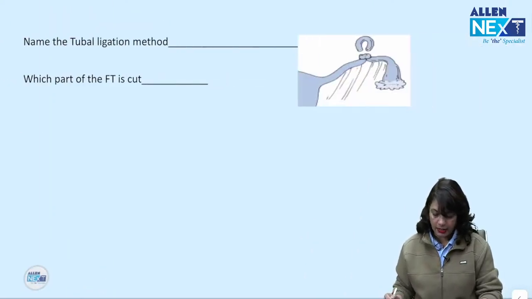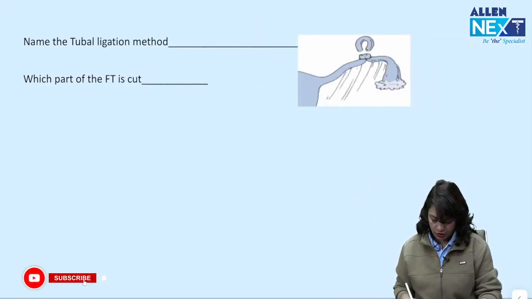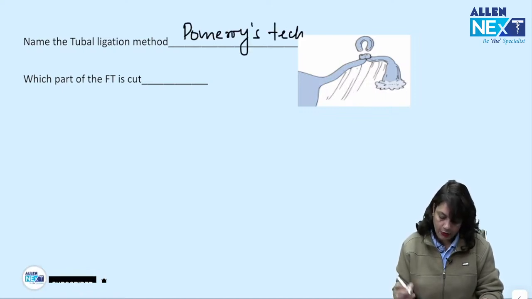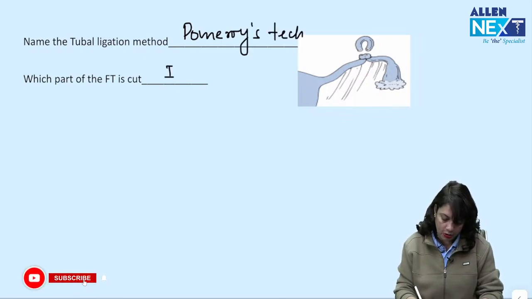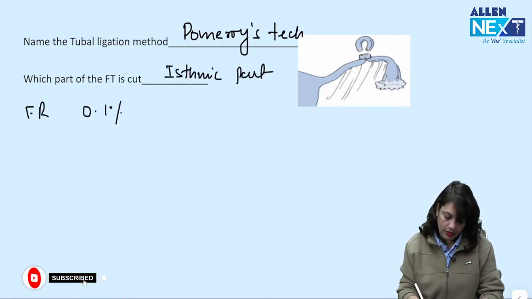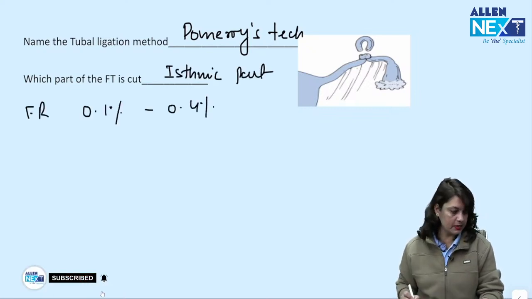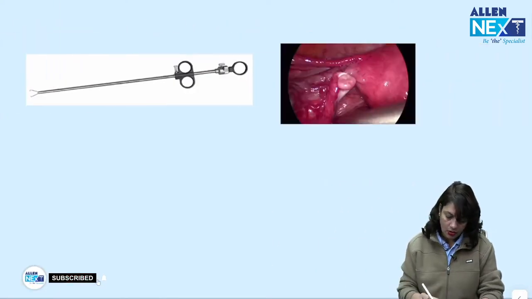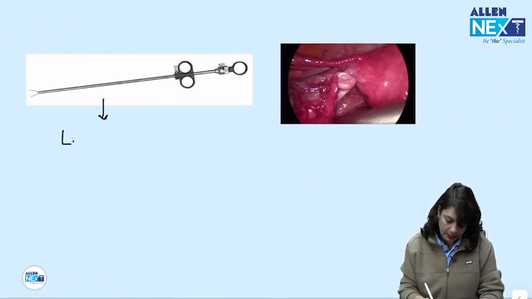Next, name the tubal ligation method shown in this image. कौन सा tubal ligation method है ये? This is modified Pomeroy's technique of tubal ligation. Which part of the fallopian tube is cut? Isthmic part. What is the failure rate? 0.1 to 0.4%.